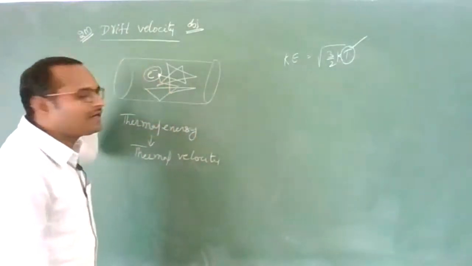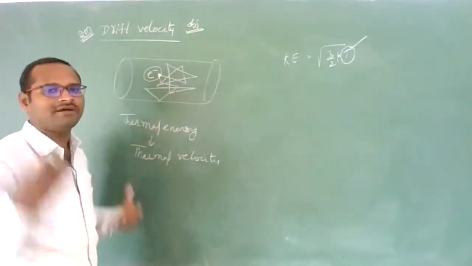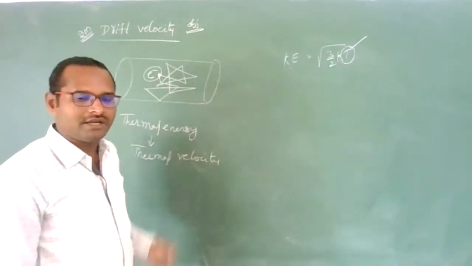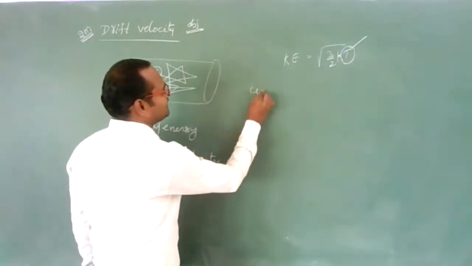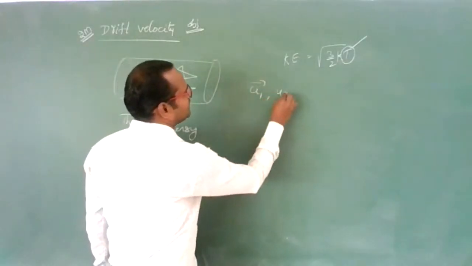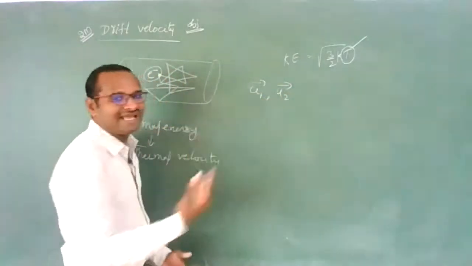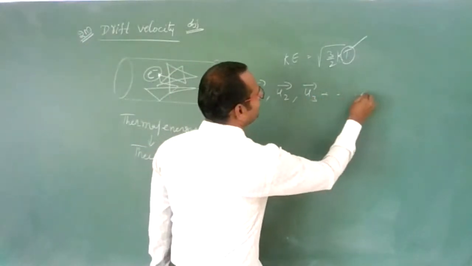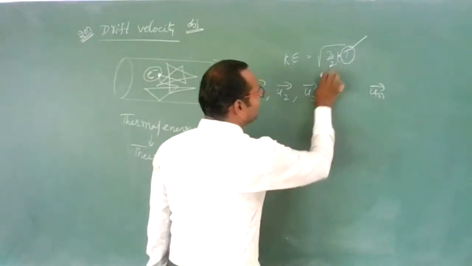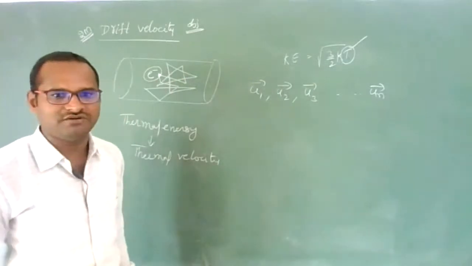Like this, there are so many electrons present. Now each electron will have its own thermal velocity. Let us suppose their thermal velocities are u1 bar, u2 bar, u3 bar, like this up to un bar. I am saying bar because it is velocity. So many free electrons will be there.